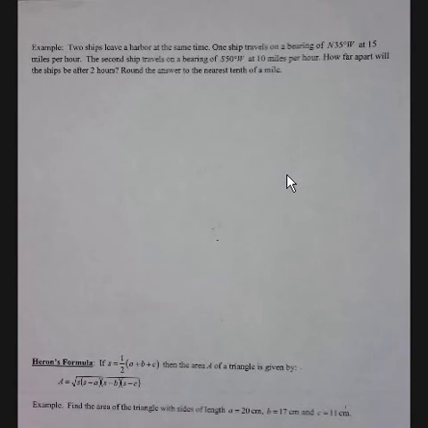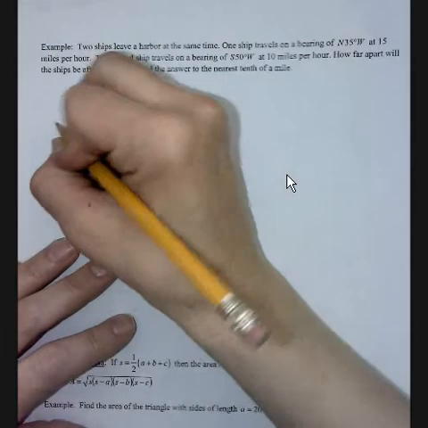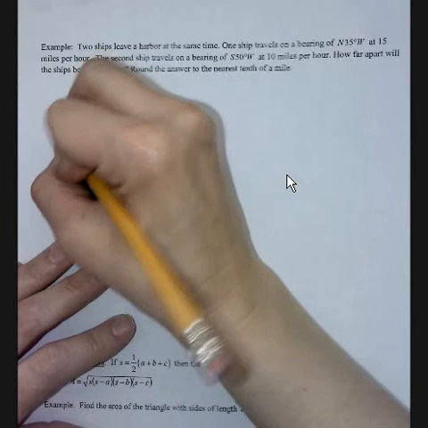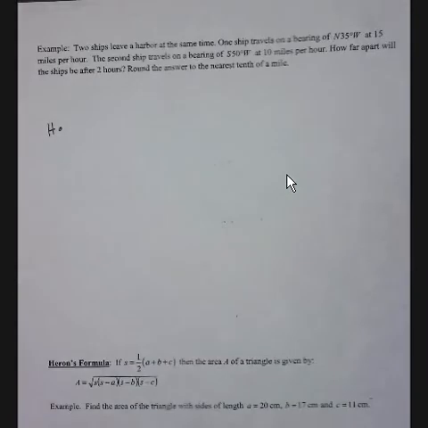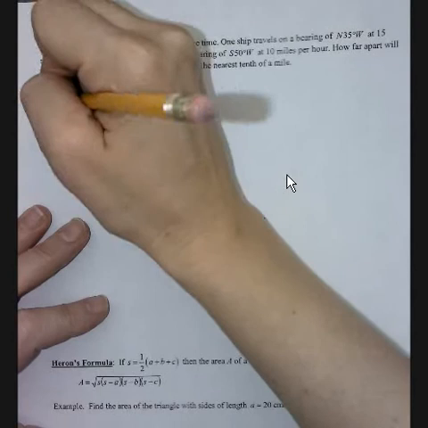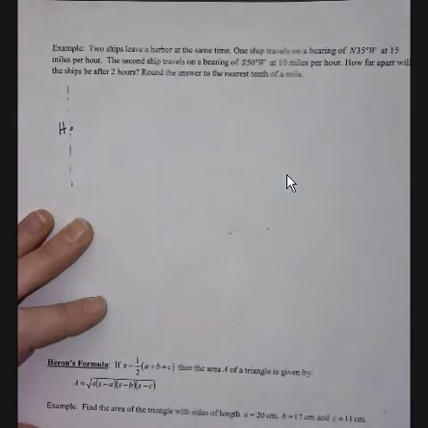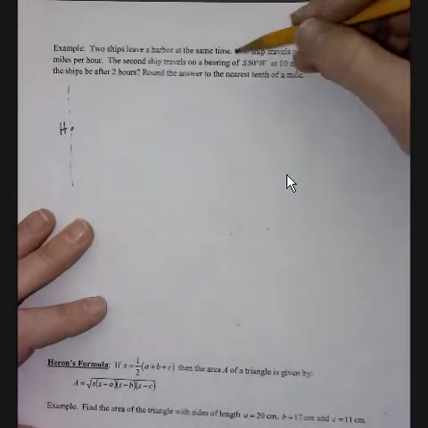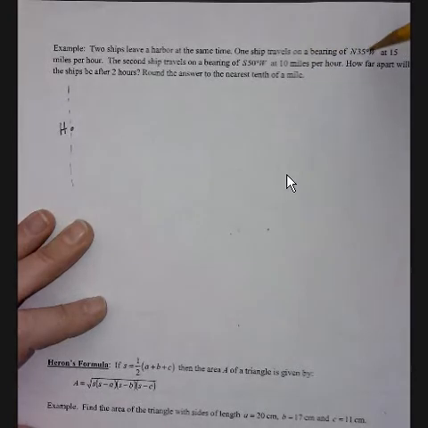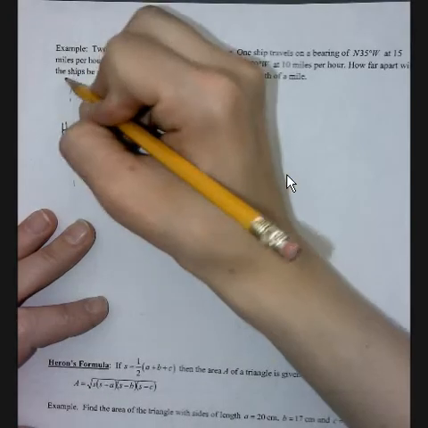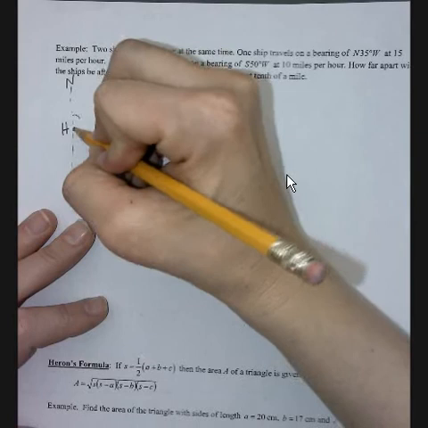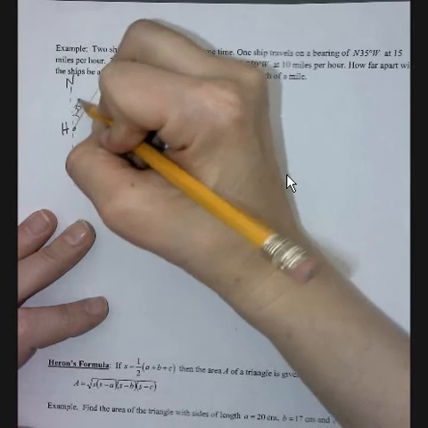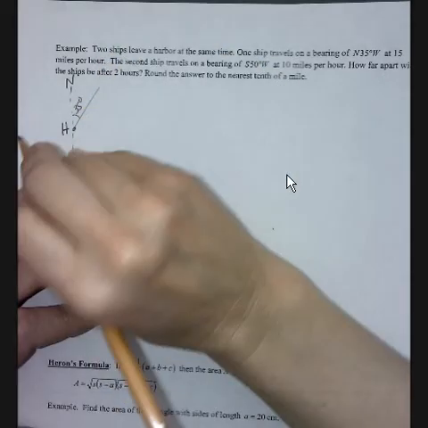Okay, so let's draw a picture here. So they're both leaving from the harbor. I'm just going to use H for harbor. And remember, bearings you measure from the north-south line. It says one ship travels north 35 degrees west. So you look to the north, measure 35 degrees to the west. And that is where, let's call that ship 1.